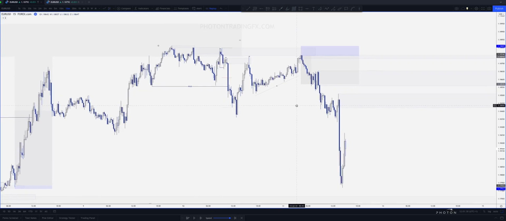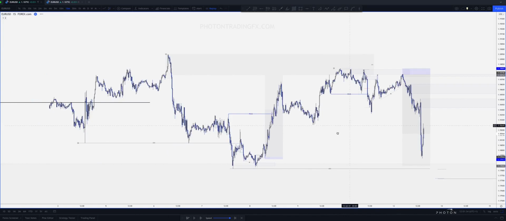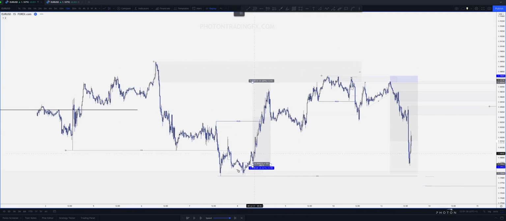Obviously the one above had a lot more going for it in terms of that. Now we're sitting at the top. So what that should tell us is that this 4-hour swing low here has failed to take out the swing high.